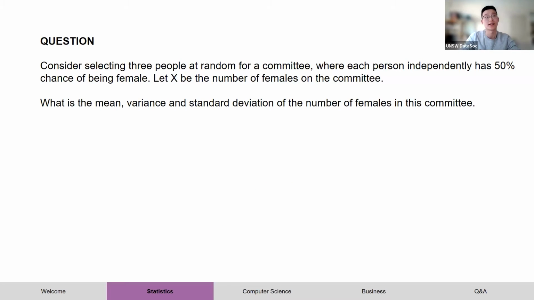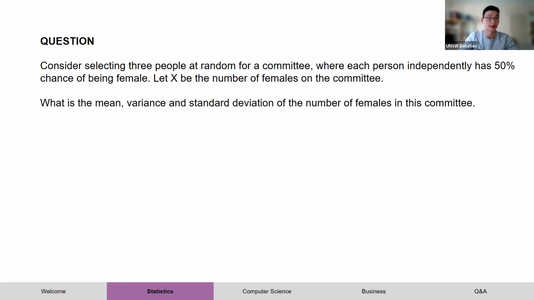Now, apart from finding probabilities of the binomial distribution, we can also find the summary statistics related to the binomial distribution. That is, what's the mean, variance, and standard deviation of a binomial variable.